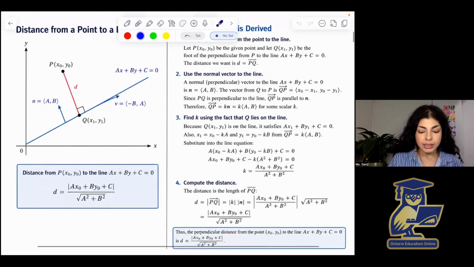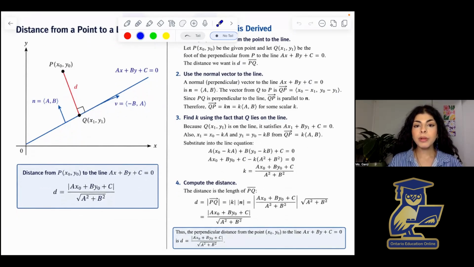Now, consider also the normal vector to the line, which, considering our line is in Cartesian form, then the perpendicular vector or the normal vector is just (a, b), taken from the equation. Now, the vector from Q to P, or QP, now putting it as a vector, is the difference between the x components and the y components. So (x0 minus x1, y0 minus y1).